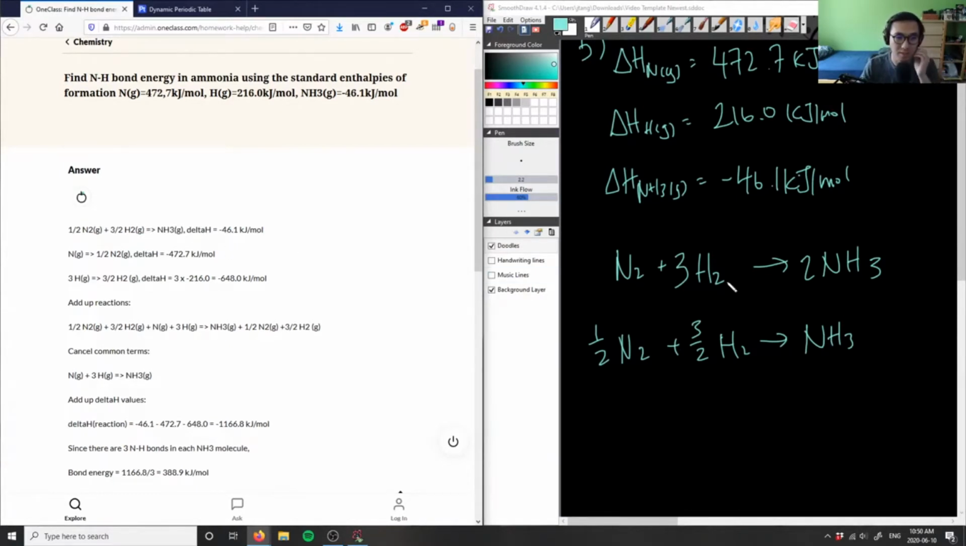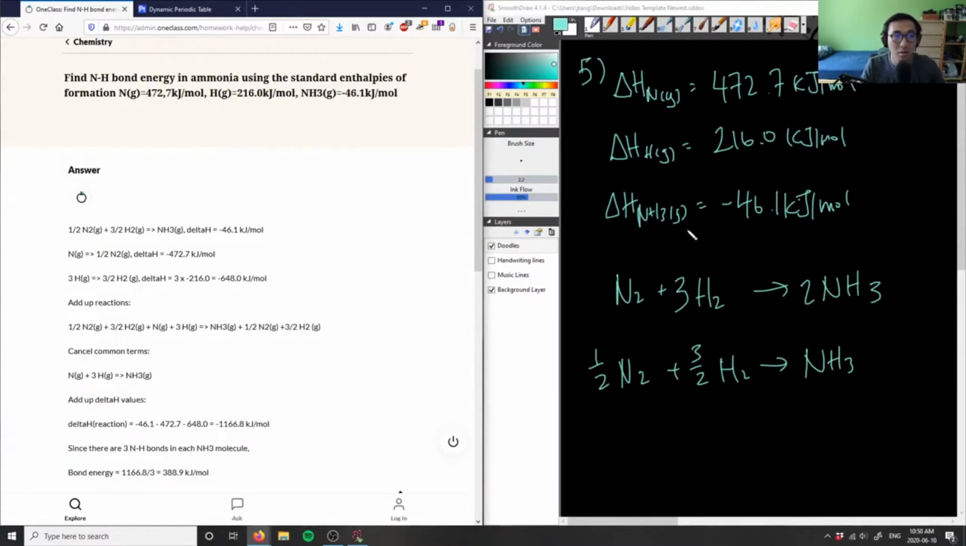And we're given all of these here. We're given our N2, which here should be N2. I don't know why they have N here. It would be half of 472.7 because of the coefficient of half, so I'd multiply by half. But if this actually gives us N, then I don't know if it's N2 here. So I'm going to give them the benefit of the doubt and say this is N and not N2. In this case I don't have to multiply by half, because this is only for 1 nitrogen, and we only have 1 nitrogen here.